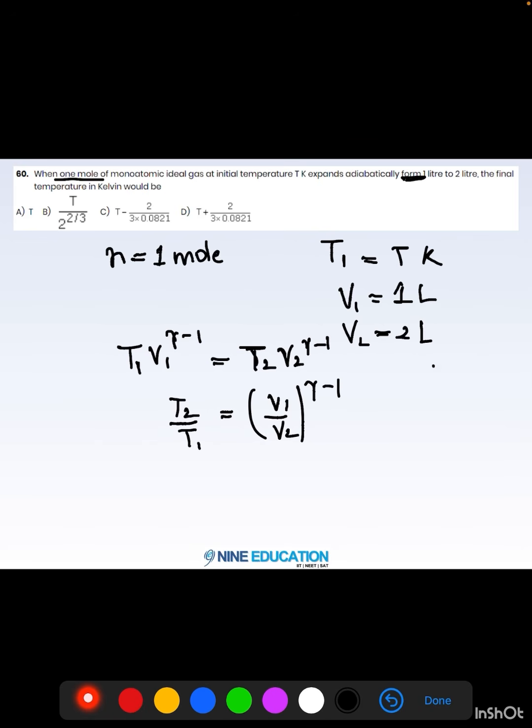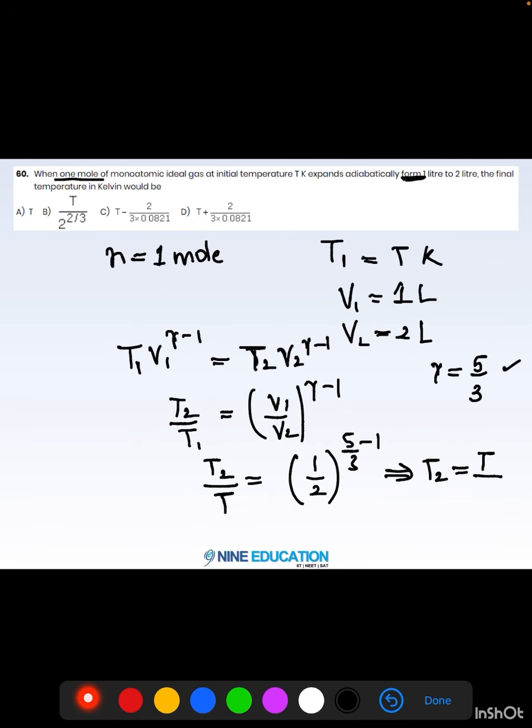And for monoatomic gas, gamma is equal to Cp by Cv. You will see it will be 5 by 2R divided by 3 by 2R, meaning it will be 5 by 3. And we are looking for finding out T2, no? T1 value is given as T, V1 by V2 is 1 by 2, gamma is equal to 5 by 3, minus 1, 5 minus 3, 2 by 3. So which will be giving what? T2 value, which will be given as T divided by what? 1 by 2 means 2 raised to the power 2 by 3. So here also again option B would be the correct answer.